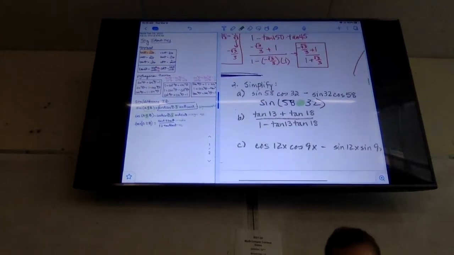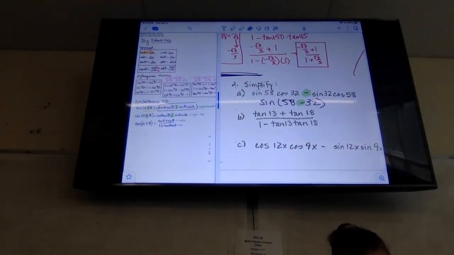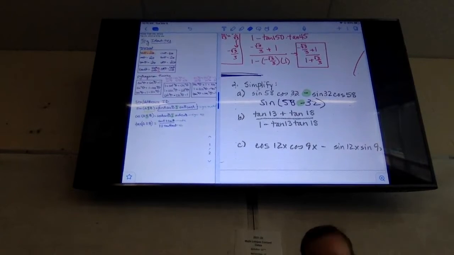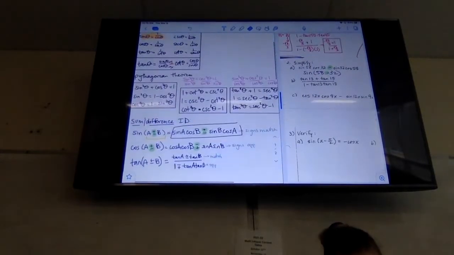So if this formula has a minus sign, then that means that this is going to be subtracted between them. Yep. The sum and difference? Yeah. You're welcome. Is that big enough? Okay.